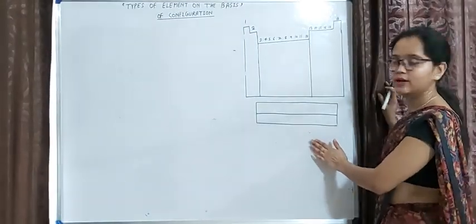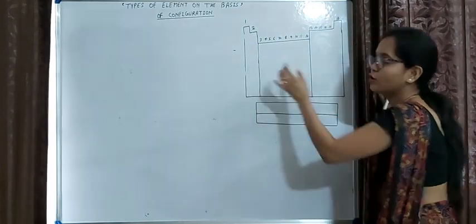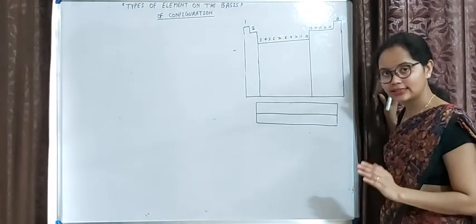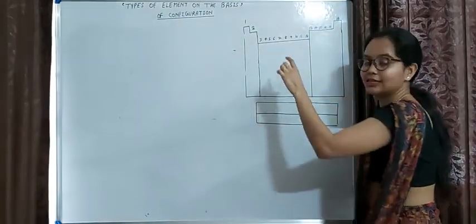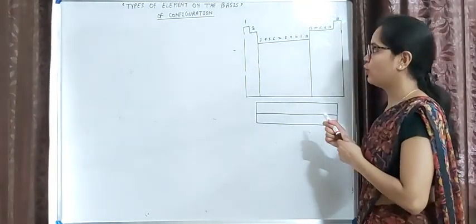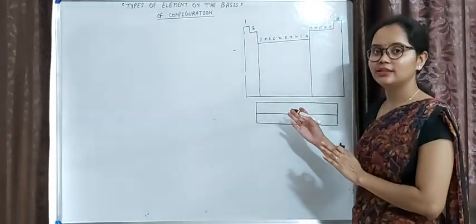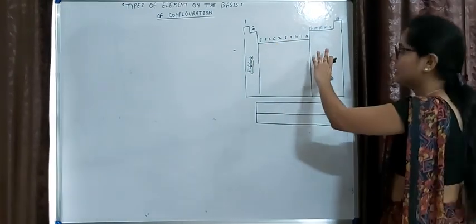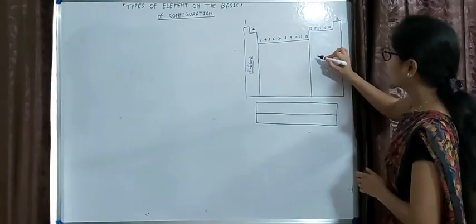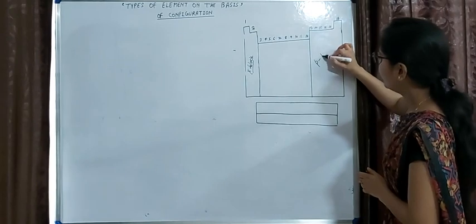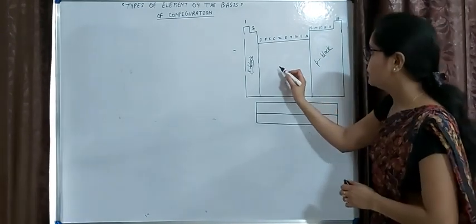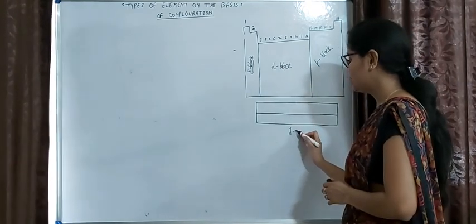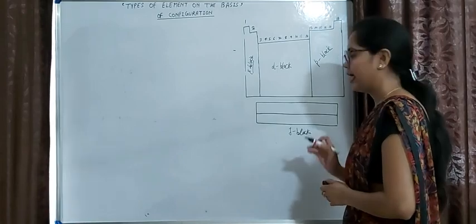As we know about the periodic table, in this table these two groups belong to the elements in which the last electron enters into the S subshell. That's why the elements present in these two groups are known as S block elements. This area belongs to P block elements, meaning in these elements the last electron will enter into the P subshell. Similarly, this area belongs to D block, and these two rows present at the bottom belong to F block elements.